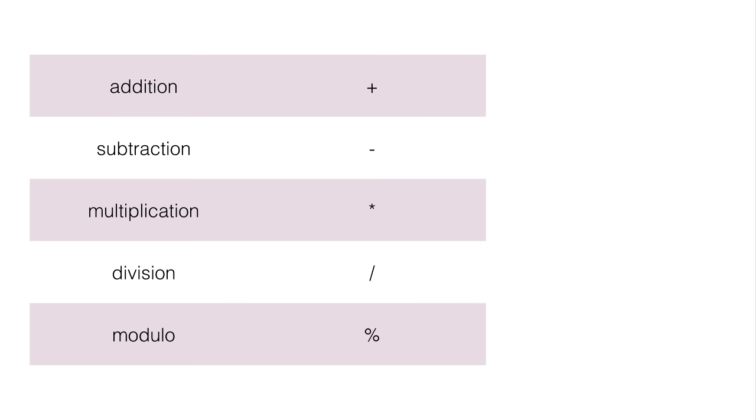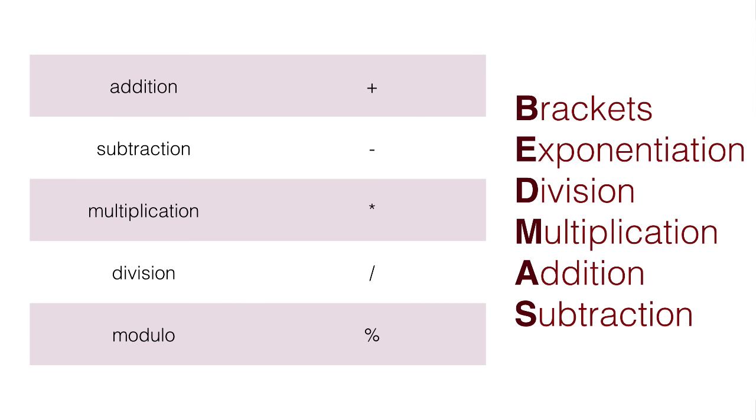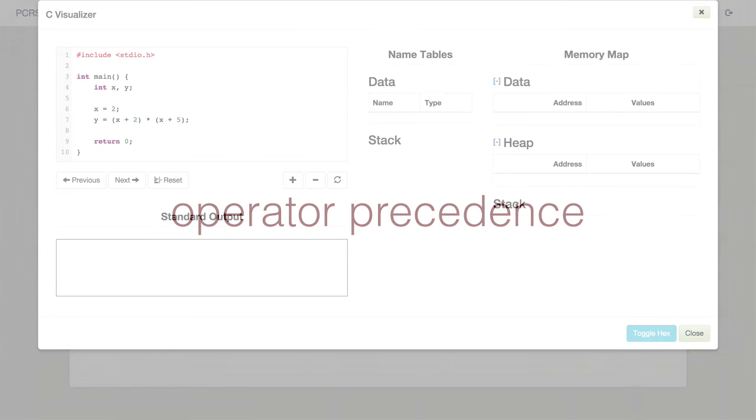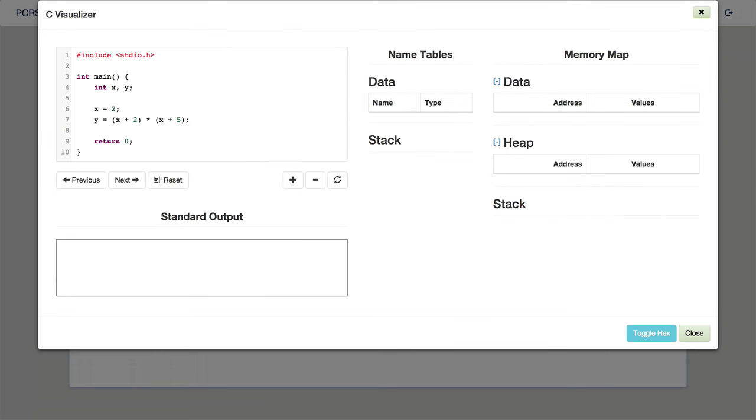For example, multiplication takes precedence over addition. You may be familiar with the acronyms BEDMAS or PEDMAS, depending on where you're from. In programming, we call this operator precedence. Let's see what happens in memory when we play around with variables and expressions.